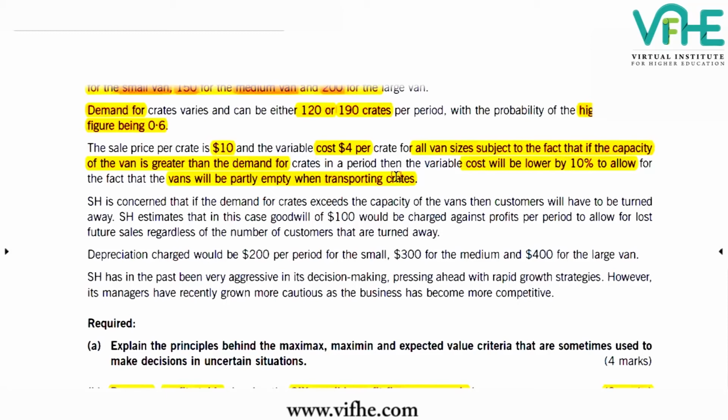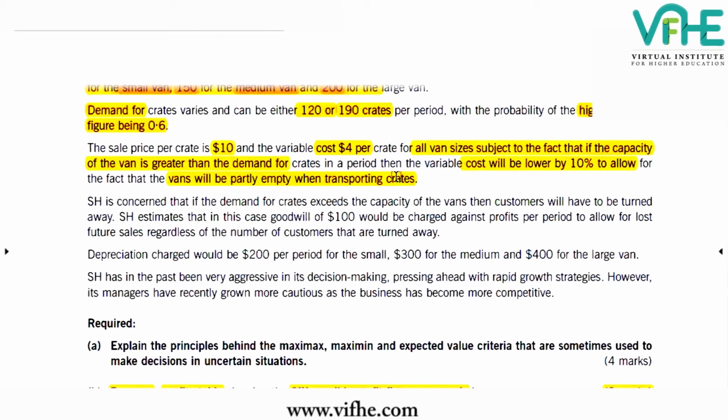So whenever the capacity is more and the demand is less, the variable cost has to be 90% of the current variable cost, which means the variable cost will be lowered by 10%. So you will reduce the variable cost. It is just because there are certain seats in the van which have not been consumed because the capacity is more and the demand is less. That is why the variable cost has to be lowered by 10%, to allow for the fact that the van was not completely filled.